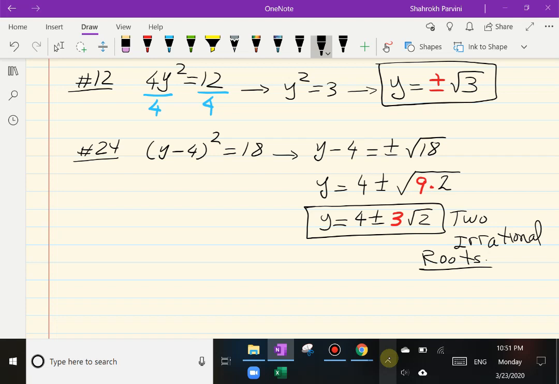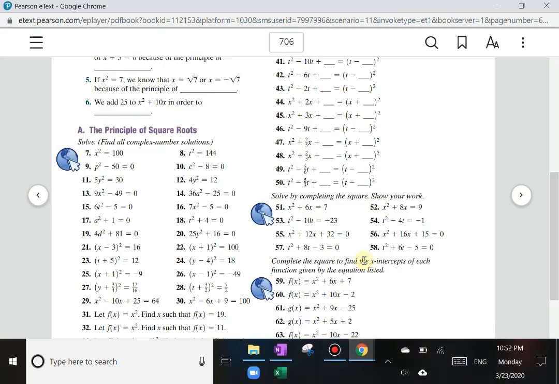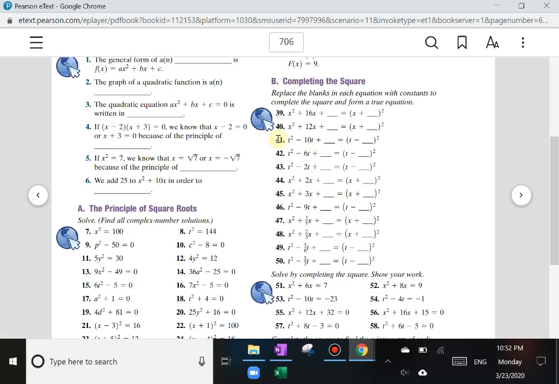Now, let's take a look at exercise number 41, which is a little bit different. Now, in number 41, and we're over here now, it's called completing the square. For this one, the instructions read, replace the blank in each equation with constants to complete the square and form a true equation. So if you note here, again, you're doing number 41, you're doing this one. So we'll do one like it, like these. If you note here, the constant is missing.